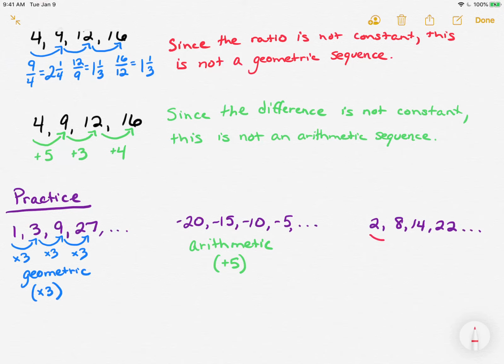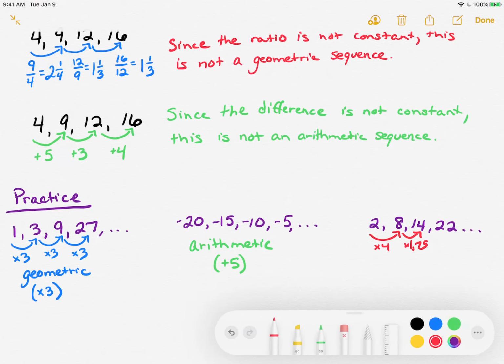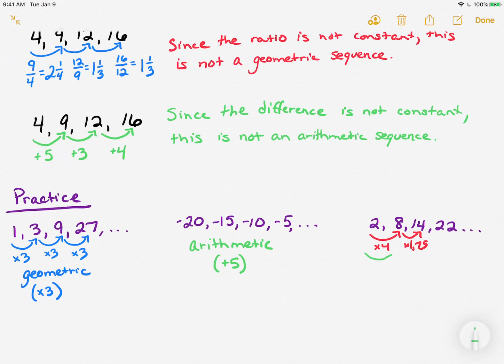So I know it's not geometric because to get from 2 to 8, I times 4. And to get from 8 to 14, I don't even know what I times by. Like 7/4 or something? 1.75. I know it's not 4. So it can't be geometric. Emily says 1.75. So it's not geometric. Let's check and see if it's arithmetic. To get from 2 to 8, I add 6.